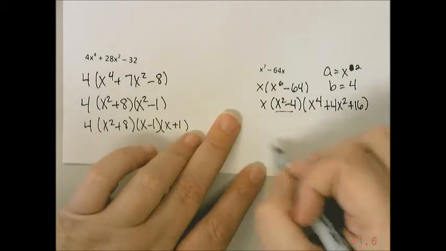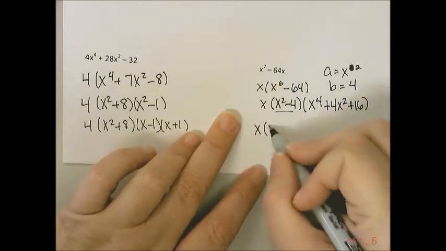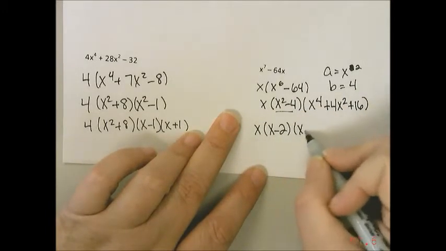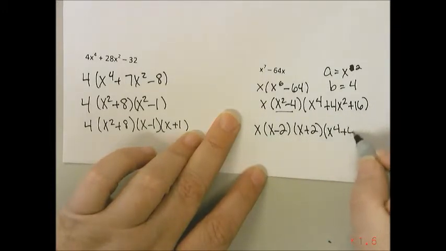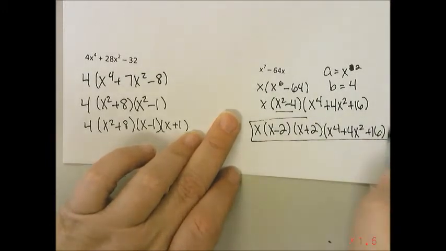This right here factors again. It's a difference of squares. So this is x, x minus 2, x plus 2. And then this will never factor out lower than this. And there you go. That is your final factorization of this.